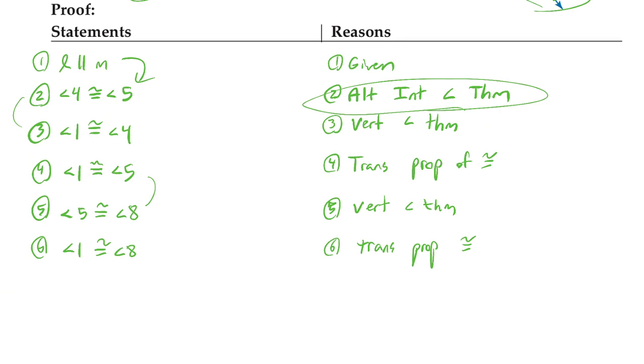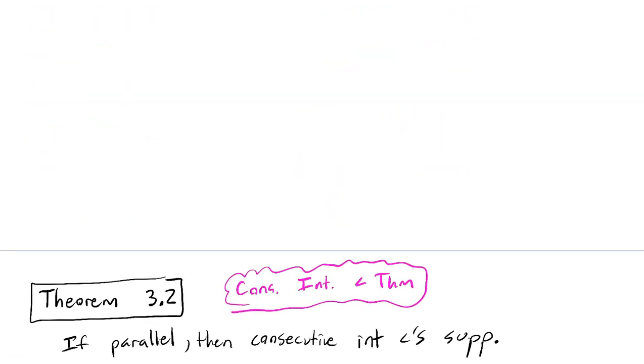Notice I could have thrown this step and this step together since they use the same reasoning. I could have just said 1 is the same as 4 and 5 is the same as 8, but that wouldn't have been as elegant to me. So that's why I brought things in step by step, in what I thought would represent a clear proof. Okay, let's go to one more.